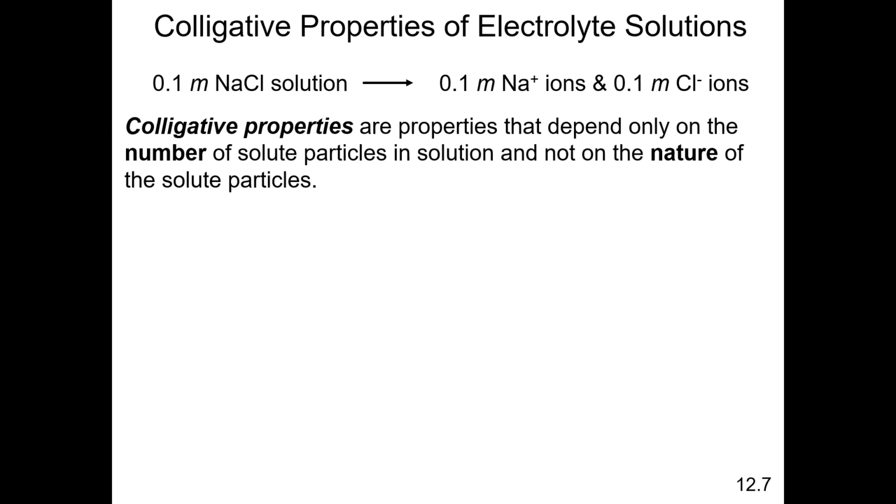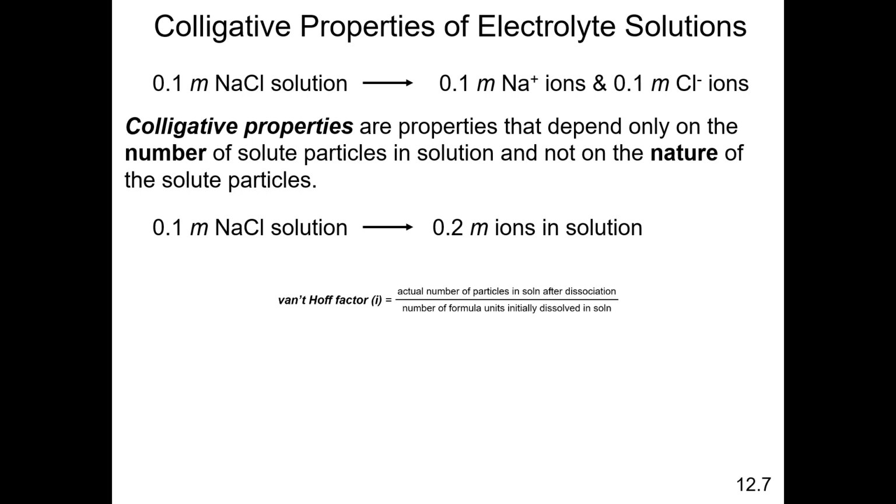So let's just remind ourselves that colligative properties are those properties of a solution that do not depend on the nature of the solute particles, but do depend on the number of solute particles. So in the case of the sodium chloride solution, it dissociates to form a total of 0.2 m ions in solution from a 0.1 m sodium chloride solution.